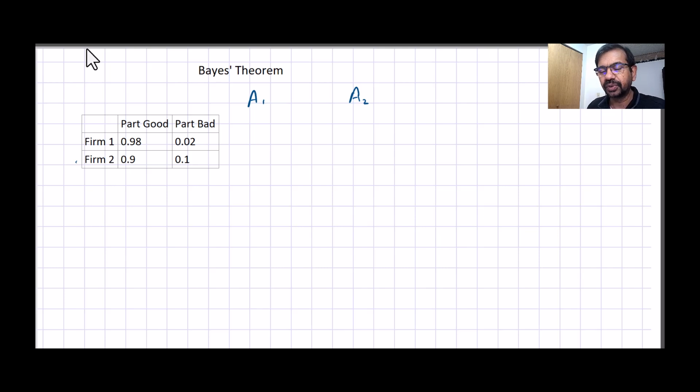So we call A1 and A2 and the likelihood of these prior probabilities. So let's say that we source 65% of our parts from firm 1. So the probability of us getting our supplies from firm 1 is 0.65. And let's say the probability of us getting our supplies from firm 2 is 0.35.